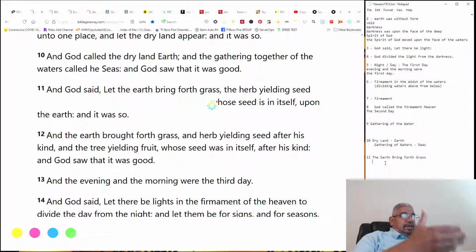And it's using words that imply that the grass is coming out of the earth. Now, let me look for this in Spanish here. Let me get this in Spanish.